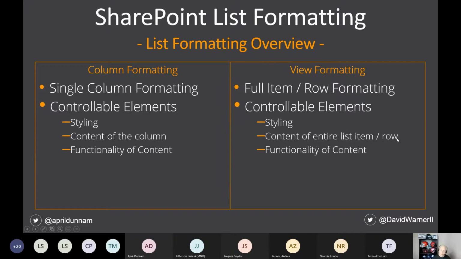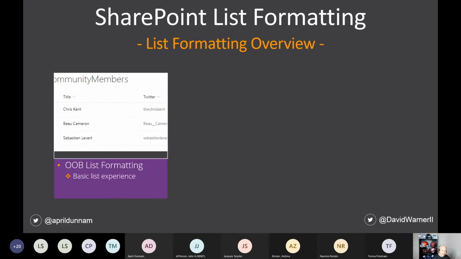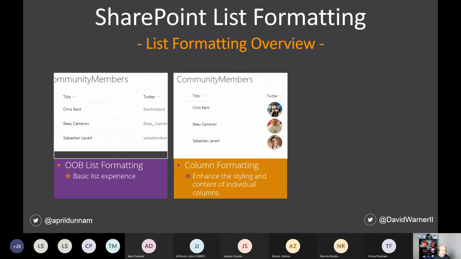Well, what does that end up looking like in the end, right? So here's a quick glimpse of that. What we're looking at here is an out-of-the-box list. Should be very familiar to all of us, whether we're familiar with list formatting or not. This is a list. We see a title, we see a Twitter handle column. It's just simple data, very Excel-like row-based experience, basic list experience. Here is column formatting. So it's the exact same data. We see the title still there on the left. We see the Twitter handle there on the right.